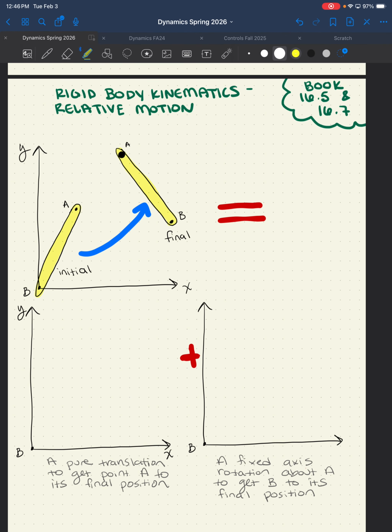Okay, rigid body kinematics. This is our second class where we're talking rigid body kinematics. Last class, as I hopefully it was a review in today's bell ringer, we talked about some special cases of rigid body kinematics, and we talked about what we call absolute motion.